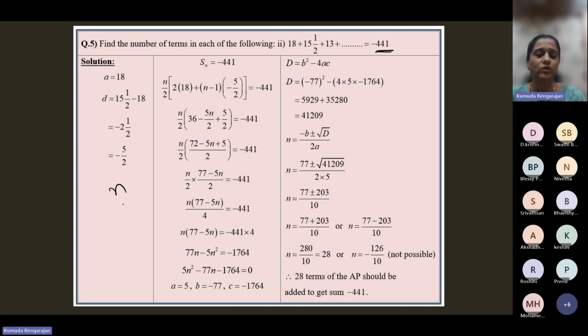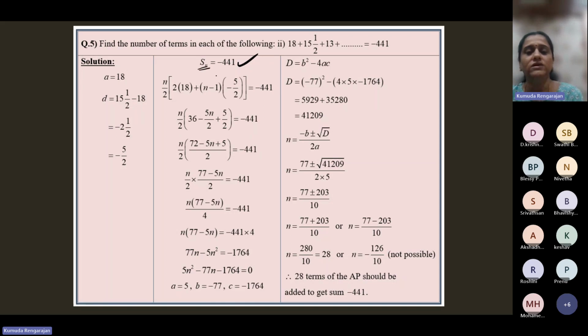So you'll have to find the value of n. Now this minus 441 is not a term of the AP. It is the sum to the first n terms. So Sn is equal to minus 441, not An. Sn is equal to minus 441. So this is an equation. What we've written here is an equation. Sn is equal to minus 441.